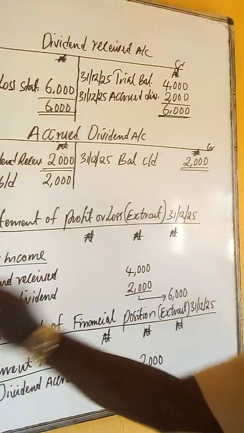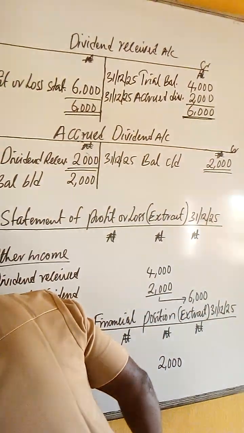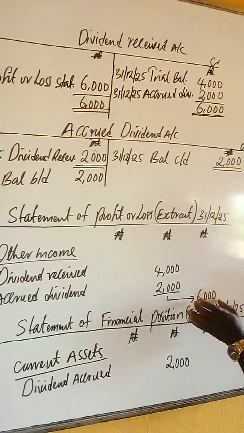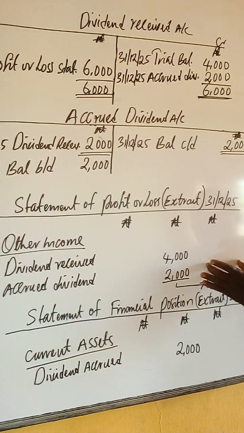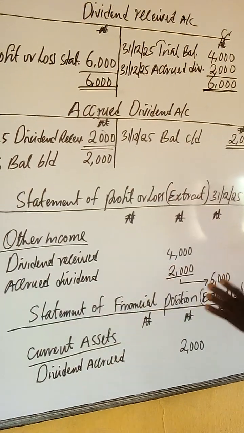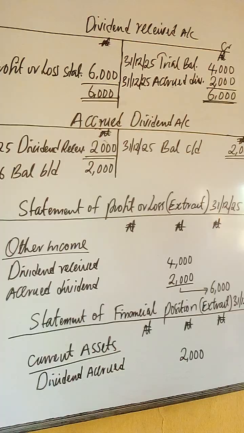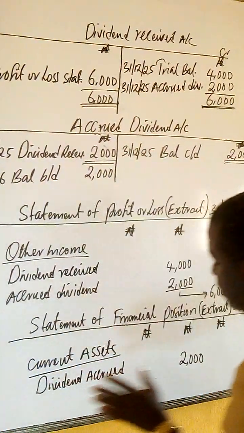But if it's not given, just take the accrued income, which is 2,000, and treat it as other income. That is, just take the 2,000 and put it here to serve as other income. Then by the time you go to the statement of financial position, the accrued income will be part of the current assets.